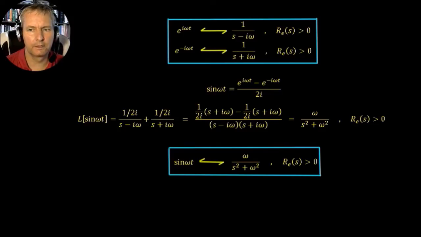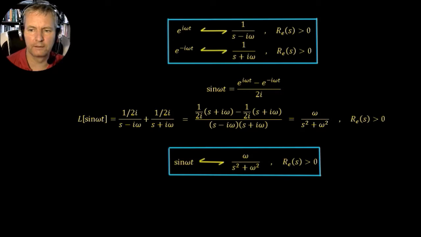So we can do a similar analysis with the sine omega t. We have our two functions here which we generated in the previous video, and we've got the sine omega t given by this identity, e to the i omega t minus e to the minus i omega t upon 2i. So when we put the values in, we're going to have 1 upon 2i times 1 upon s minus i omega minus 1 upon 2i times 1 upon s plus i omega. We take the common factor, s minus i omega times s plus i omega, which gives us 1 upon 2i times s plus i omega minus 1 upon 2i times s minus i omega.